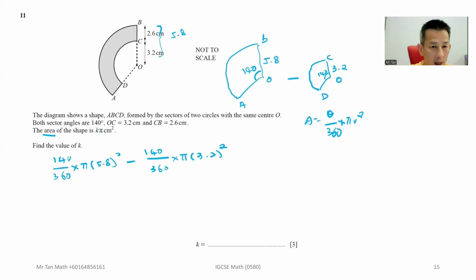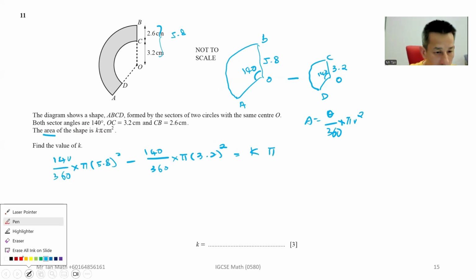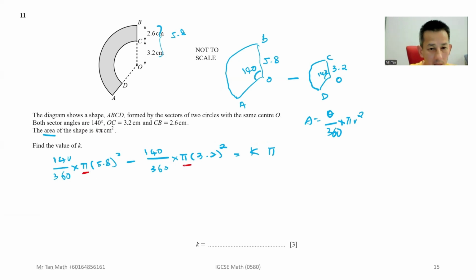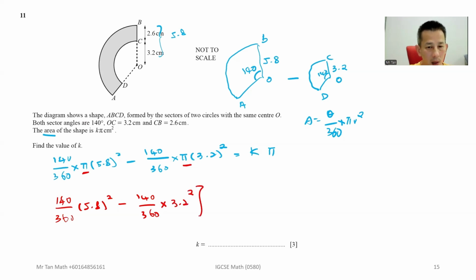This should equal to K pi. So if we take the pi outside, factorize and just take out the pi, you will get 140 over 360 times 5.8 squared minus 140 over 360 times 3.2 squared, everything times pi, which should equal to K pi.